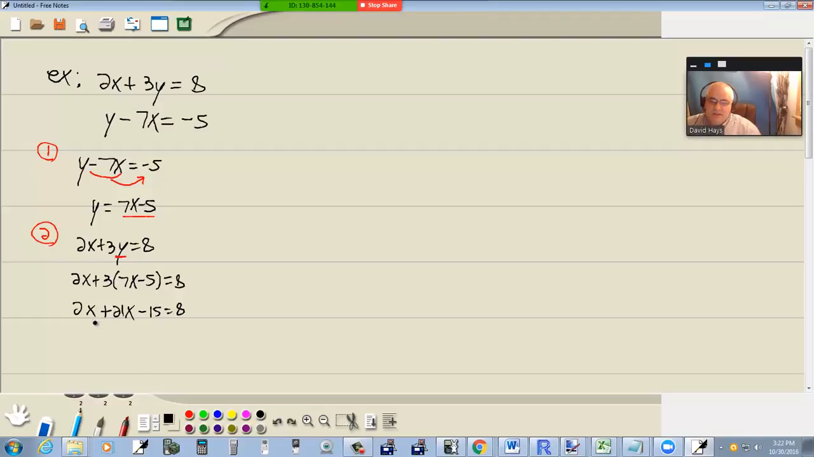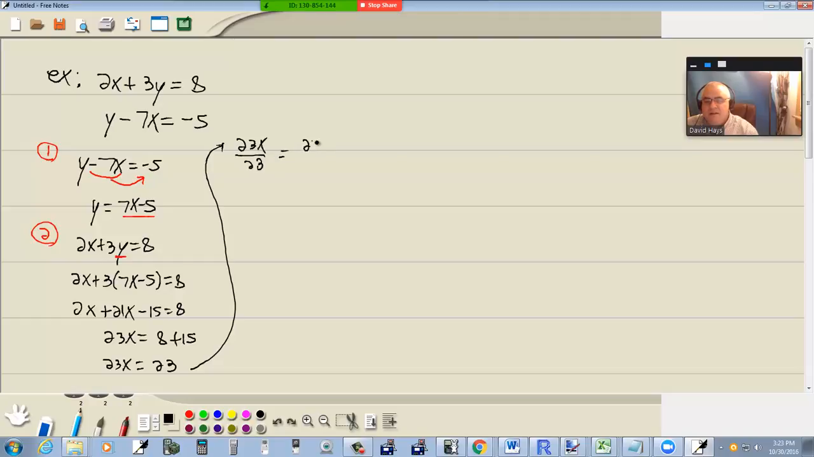And solve it. 2x plus 21x is 23x. And take the -15 over and becomes a positive 15. So you got 23x is equal to 23. And then divide both sides by 23. And we end up with x is equal to 1.